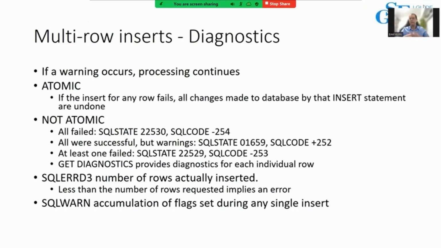While if it's not atomic, you might have different SQL codes based on what happened. So if all failed, you will have this SQL code. If all inserts were successful, but there were some warnings, you get another SQL code. If at least one insert failed, you have another SQL code. And so if you get this SQL code -253, you don't know which one. So you need to run GET DIAGNOSTICS to see which individual row really failed and why. Actually, at the end, in the SQLCA you have a field that shows you how many rows were actually inserted. And if it's less than the number of rows you tried to insert, apparently there was some error.